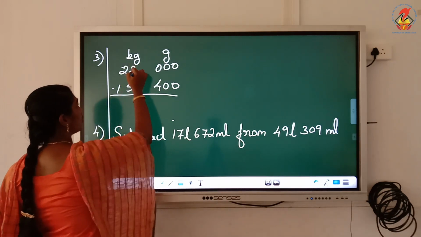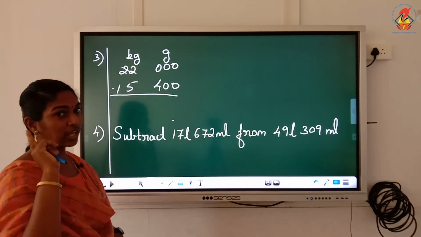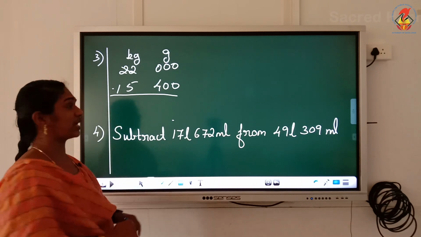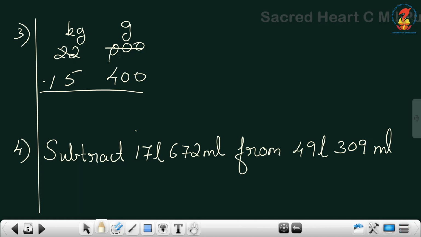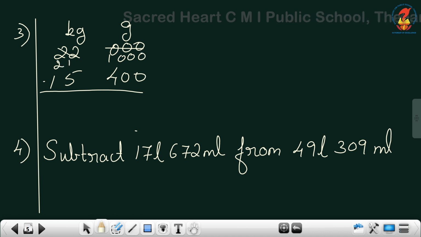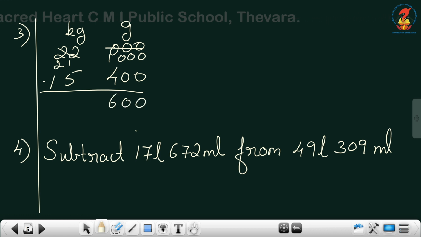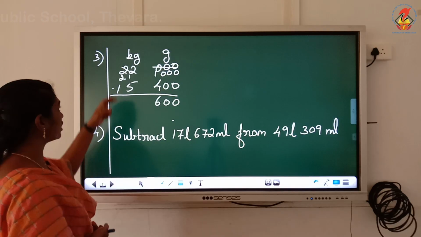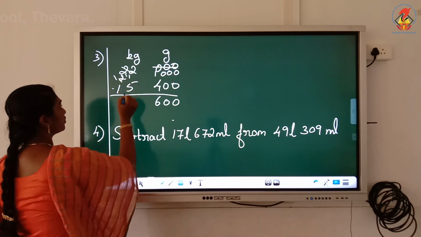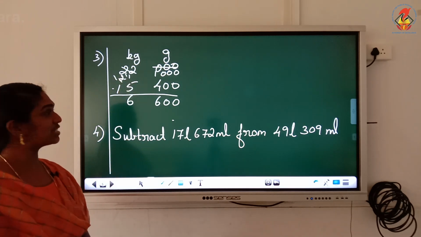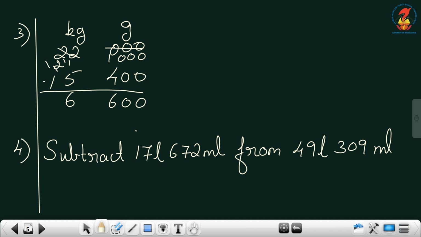So what can I do over there? Here I will borrow from 22 kilogram. I will borrow 1 kilogram. 1 kilogram is 1000 grams. That 1000 I will add it to this. So this becomes 1000. And here it becomes 21. Now I will subtract. 1000 minus 400 is 600. Yes, 10 minus 4 is 6 and you have 2 zeros. Then 21 minus 15, borrow, this becomes 6. So you get the answer as 6 kilogram 600 grams. Understood?